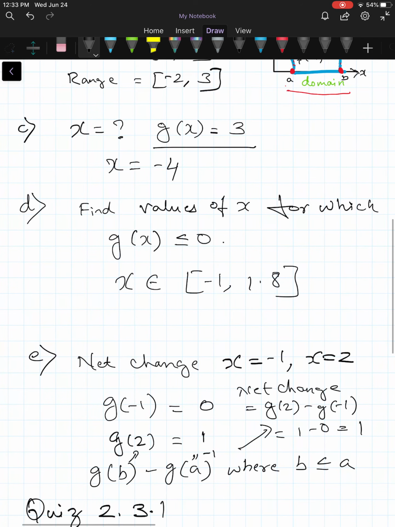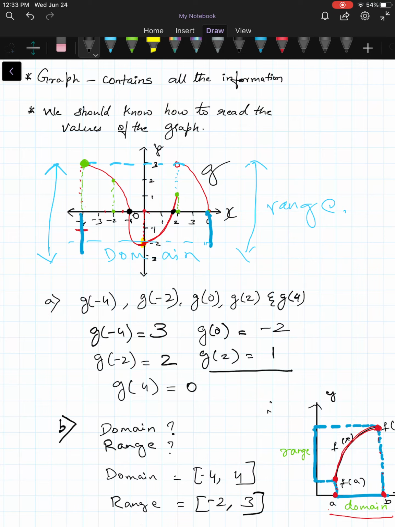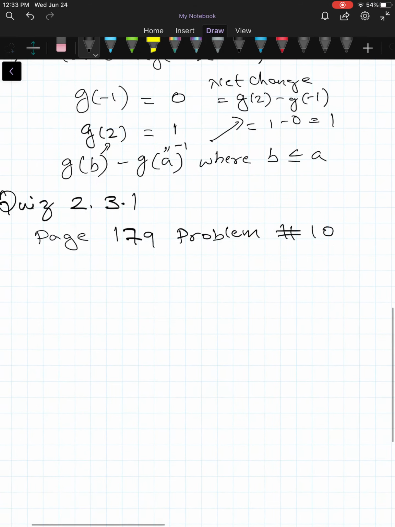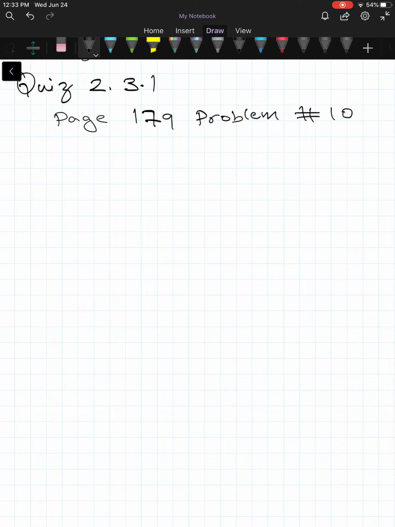So this is how we extract information from a given graph. I hope you understood this, and let us do a quiz question here. Quiz 2.3.1, page 1, that is the exercise problem on page 179, problem number 10.